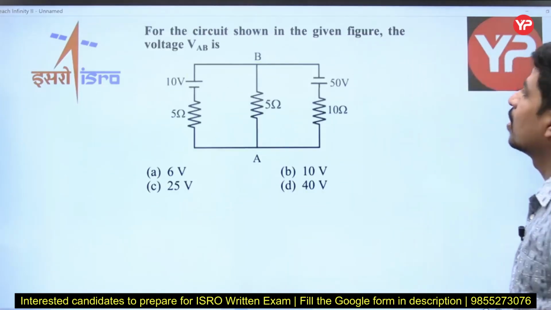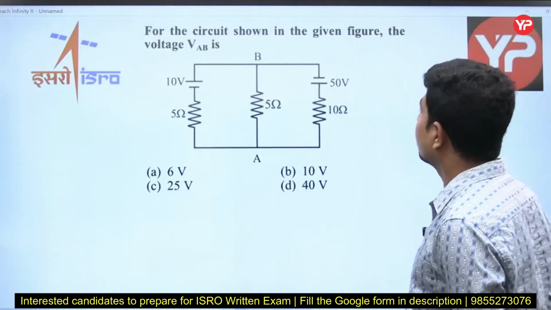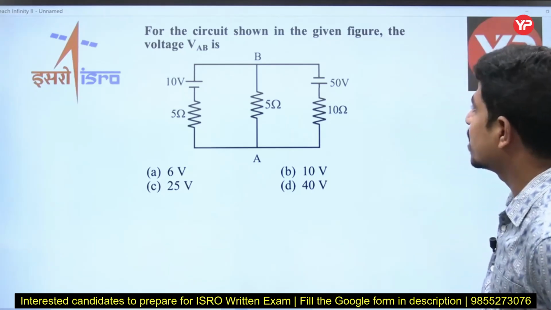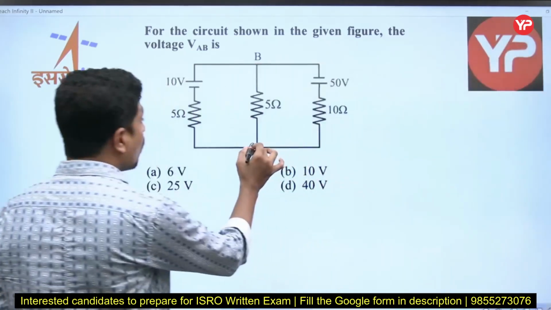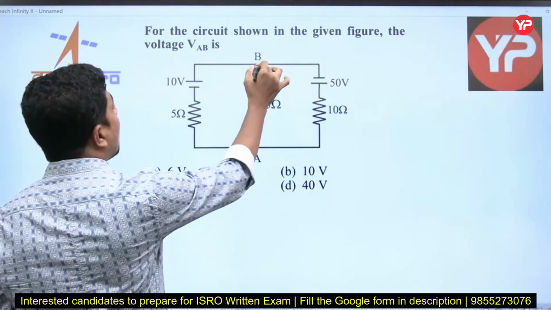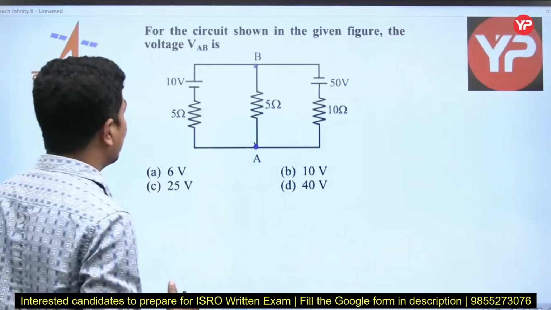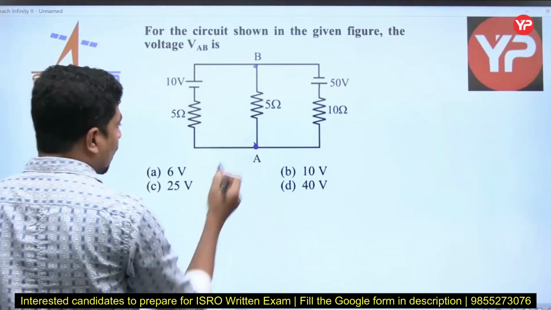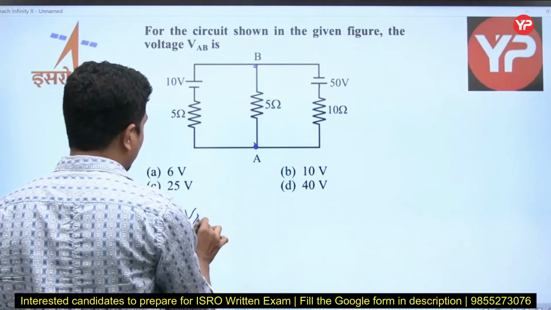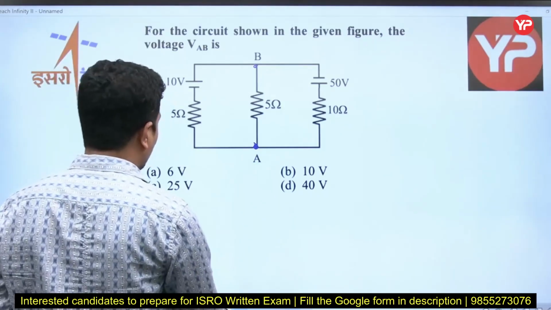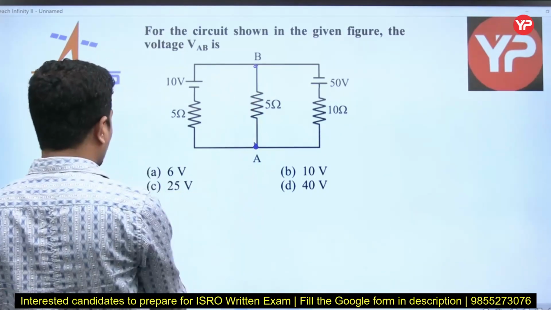Next question, please. For the circuit shown below, the voltage VAB is. Now he is asking about AB, not BA. Now A is my positive terminal. My reference is A. Right? Now let me write here. This is VA, or I do one thing. Yes, convert into current sources.